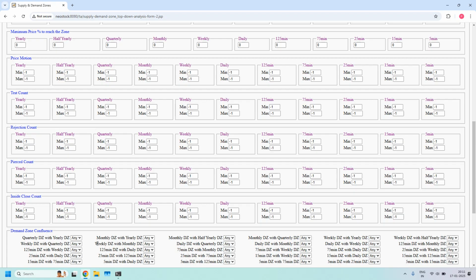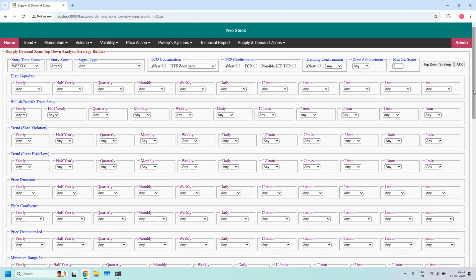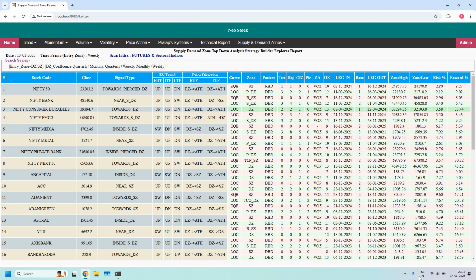So weekly demand zone having a confluence with monthly demand zone. Weekly demand zone having confluence with quarterly demand zone. And also monthly demand zone having a confluence with quarterly demand zone. With all the three filters, we get LTF, ITF, HTF zone confluence. We got a big list.